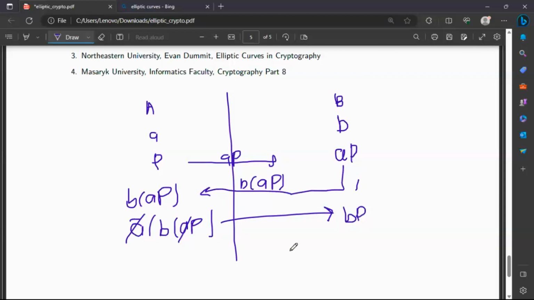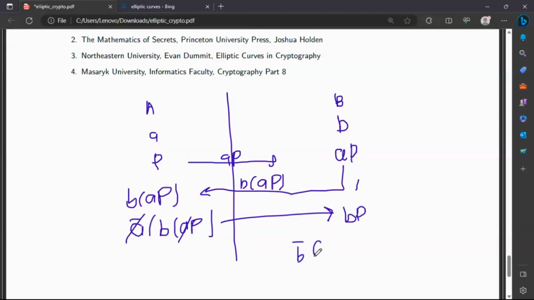Now Bob has the message. How does Bob get the message? Bob can also compute the inverse of B. Bob can multiply BP by B inverse, and Bob gets P.